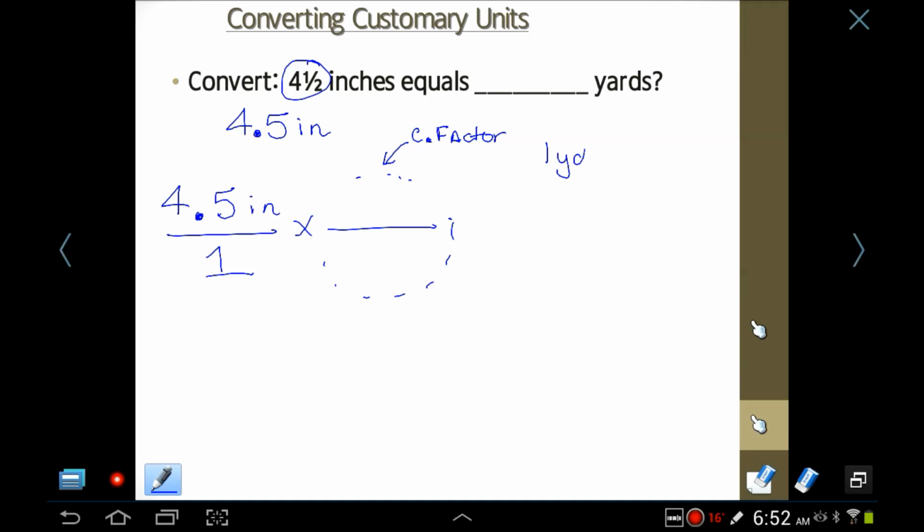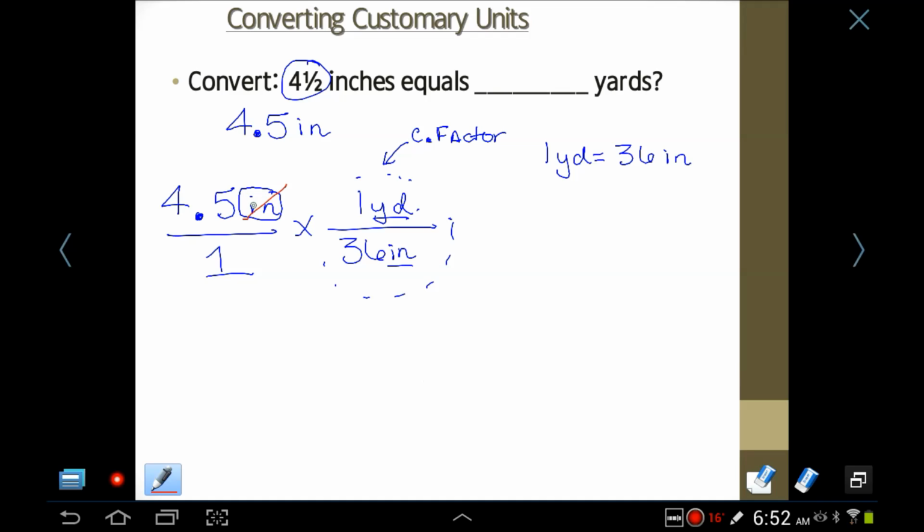So 1 yard equals how many inches? If you look at your table, you get 36 inches. So I want inches to be diagonal from those inches, so I better put 36 down here, and then 1 yard up top. Notice how I'm keeping in the labels as I'm doing this, just so that you know where everything is.